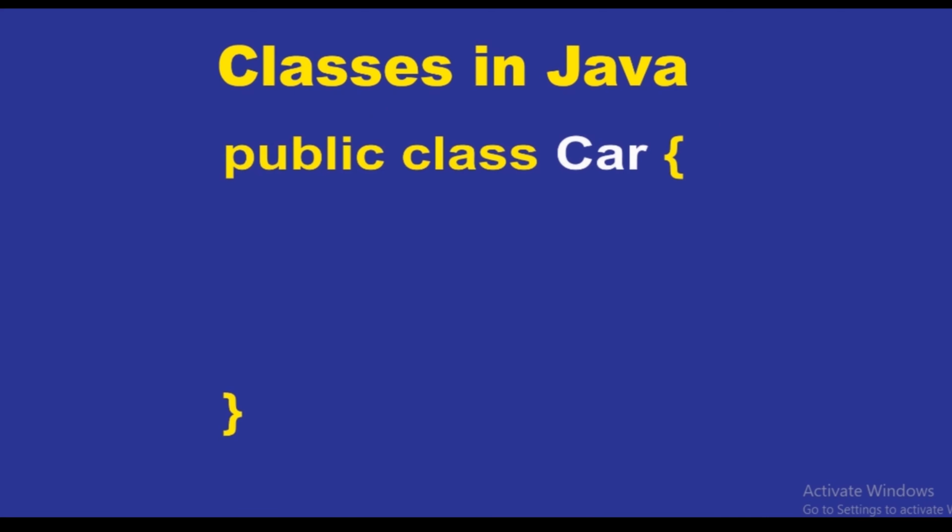Here we have a class Car, which starts with public class Car. These two words, public and class, are keywords. We use keywords to define some actions. A keyword is provided by Java to define some action, and we cannot use a keyword to write our variables or any other identifier.